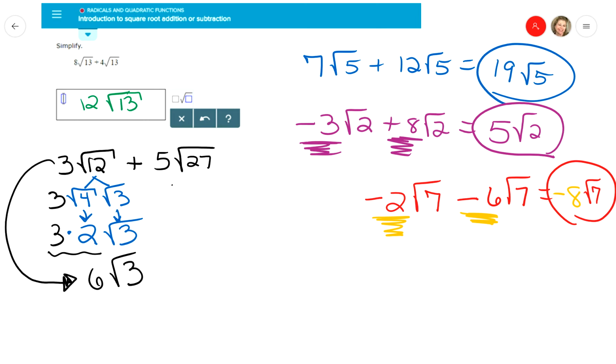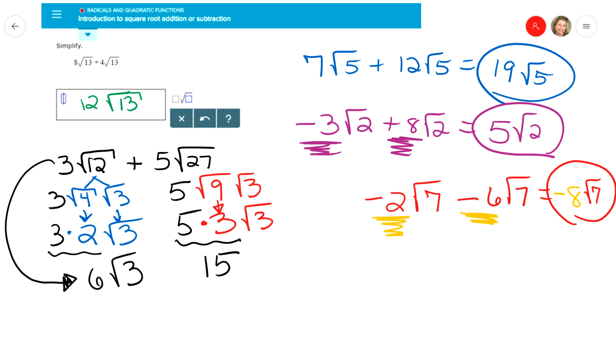Now I'm going to come over here to this 5 square roots of 27. 27 can be broken down to be the square root of 9 times the square root of 3. The square root of 9 is 3. And then when I multiply the 5 times the 3, I get 15. And then I just have to keep carrying down that square root of 3. So 5 square roots of 27 has been simplified to 15 square roots of 3.